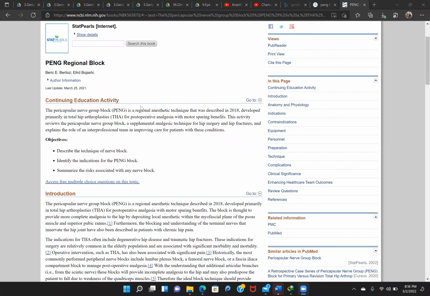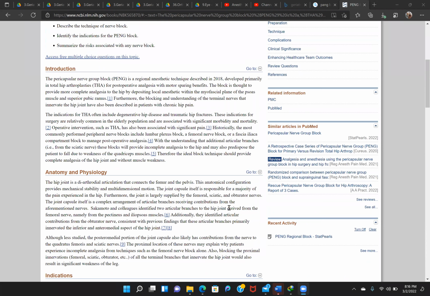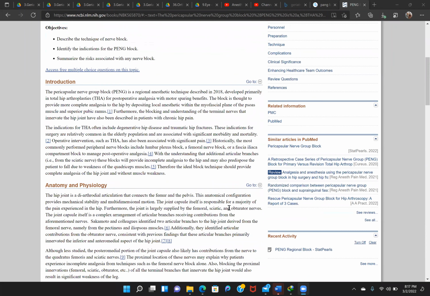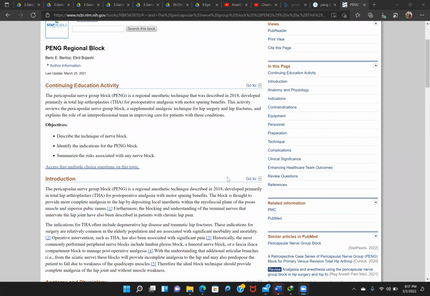So this is one of the options, and this may be asked in your exam. You can read about it. I will share this document. This is one of the blocks which is now used, the pericapsular nerve group block. I don't have much knowledge about this block, but I will share this data for you. So this is one of the techniques you can use, the PENG block. Sedation with or without ketamine, or you can use fascia iliaca or femoral nerve block in that area so that you get the positioning done.